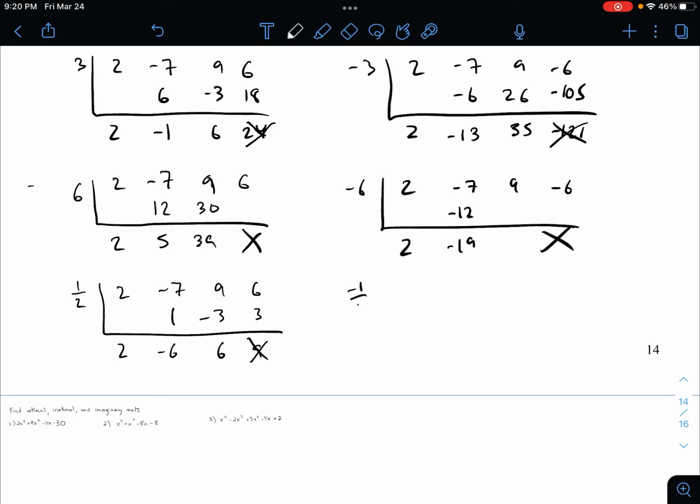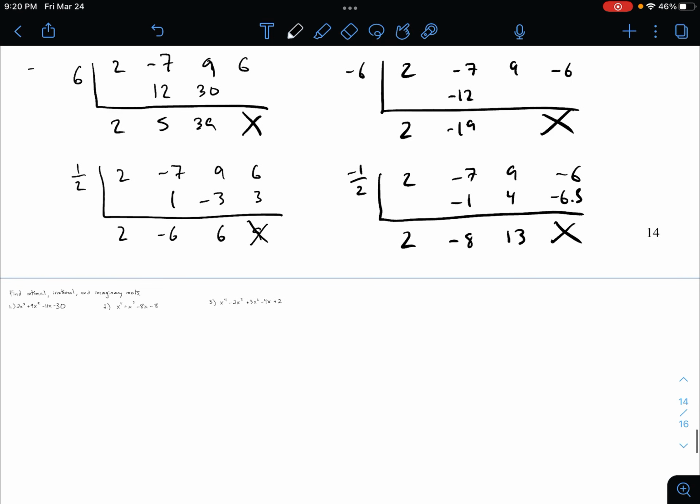All right, so 2, -7, 9, -6. Half of 2 is -1. Add these up, we get -8. Half of -8 is 4. This adds up to be 13. Half of that is -6.5. That's not going to work. All right, we're down to the last 2. Let's try the 3/2 and the -3/2.